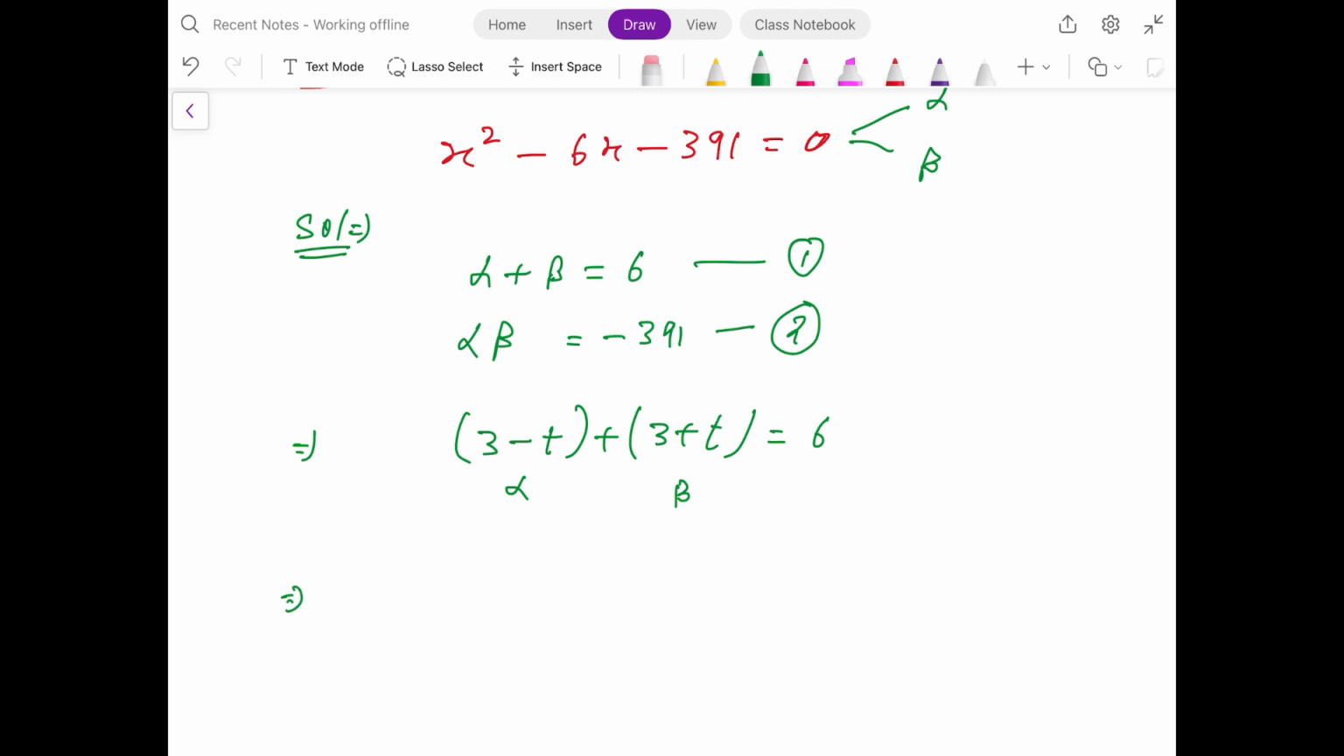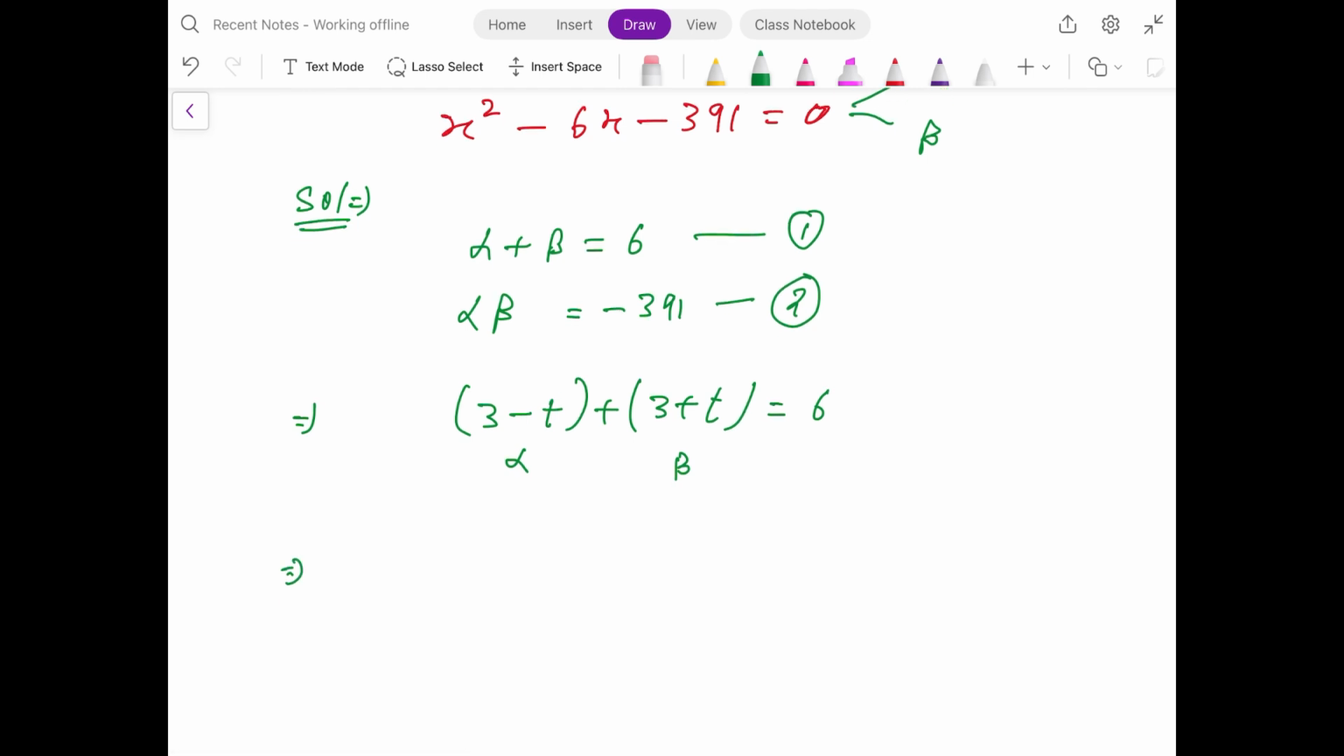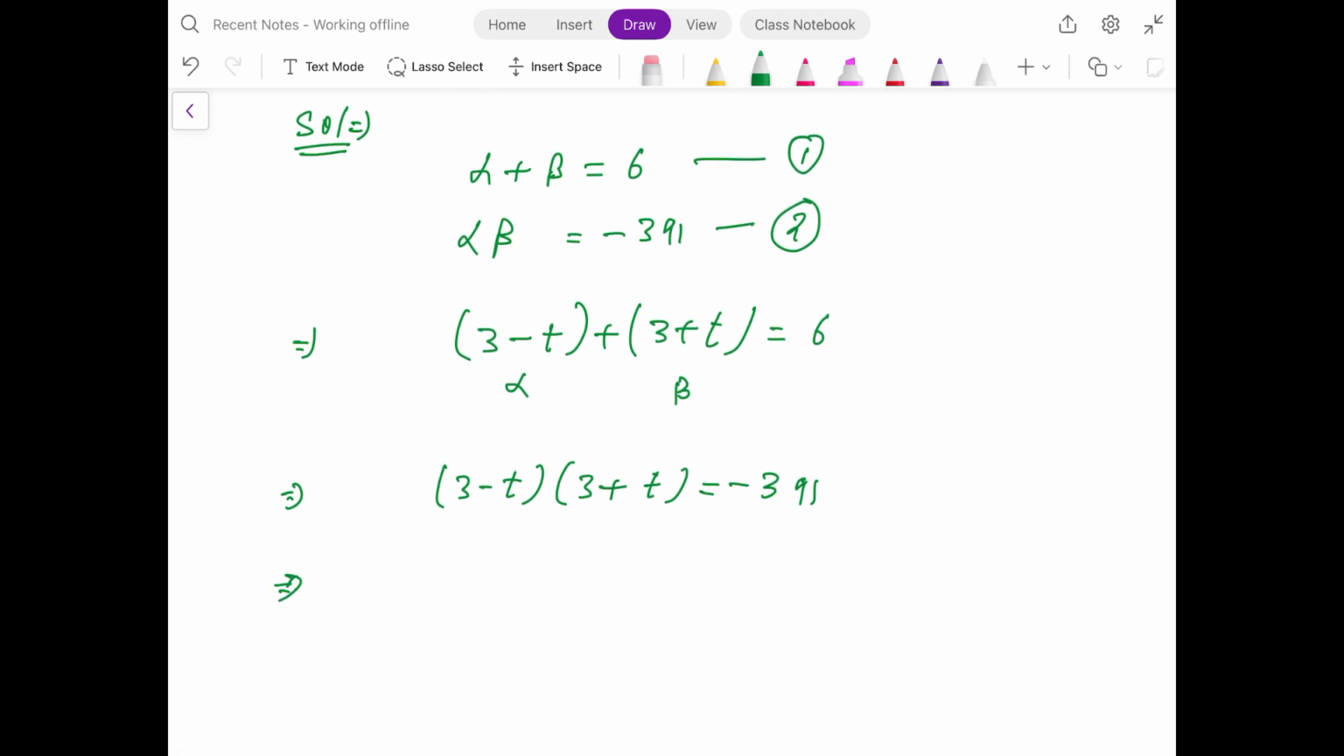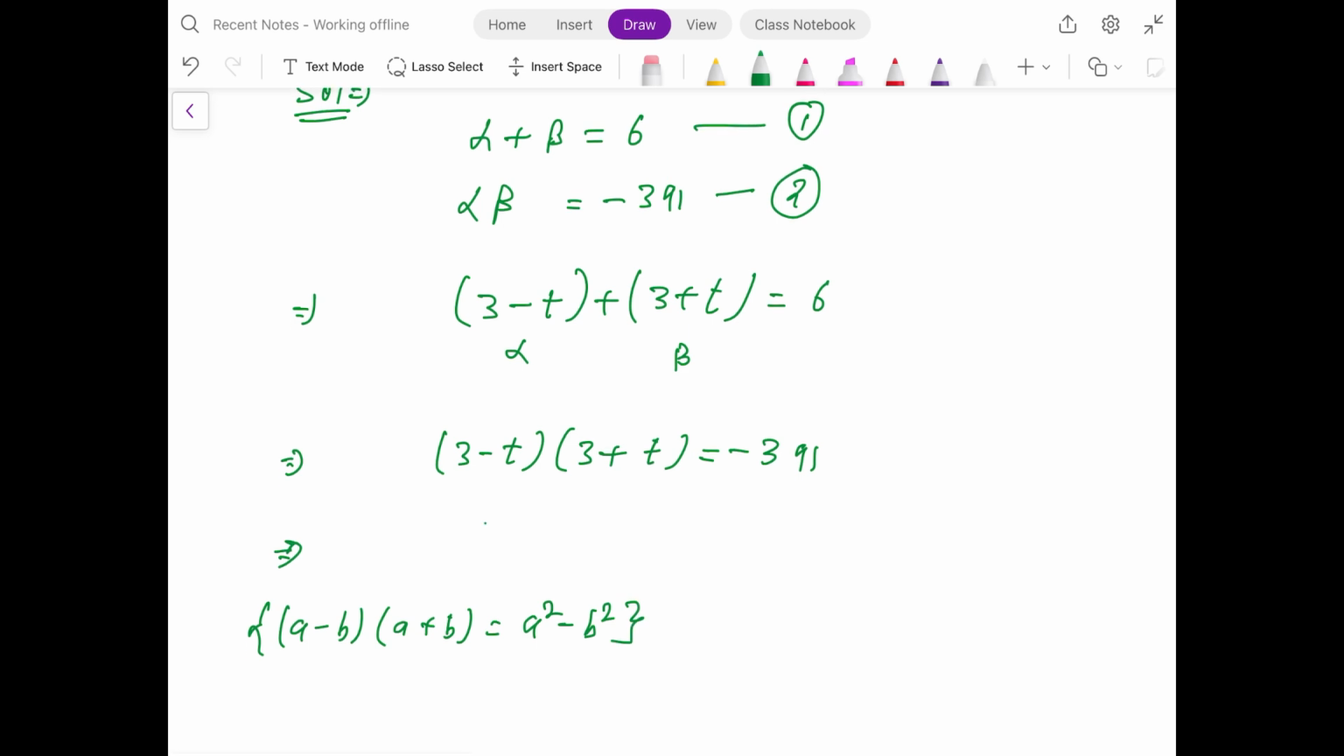So here one condition is also there, that the product of roots is minus 391. So if we multiply 3 minus t and 3 plus t, it will be equal to minus 391. After simplifying the left hand side using the identity, a minus b times a plus b is always written as a square minus b square, the left hand side of the resultant equation will be 9 minus t square, which is minus 391. Further, if we simplify it, we have t square is equal to 391 plus 9. So the right hand side becomes 400.